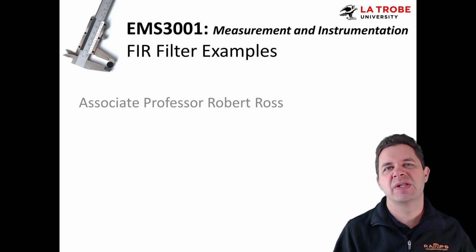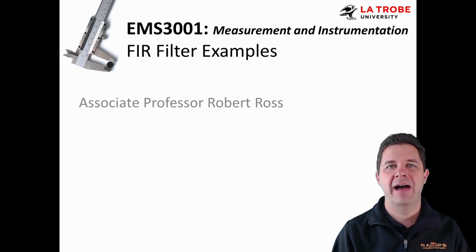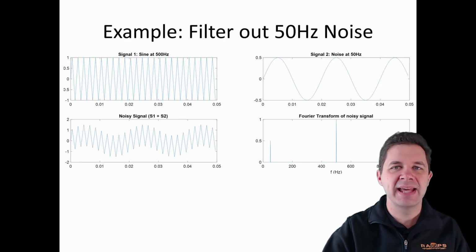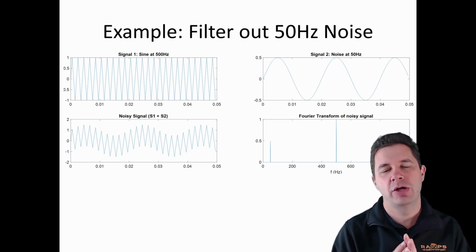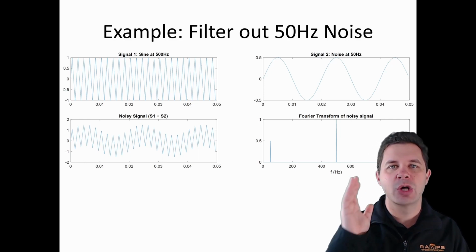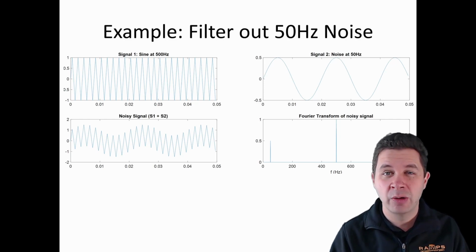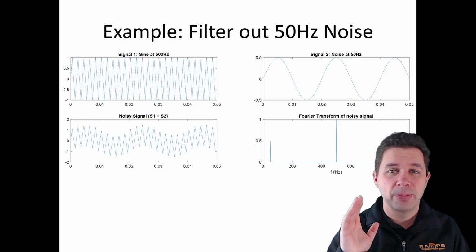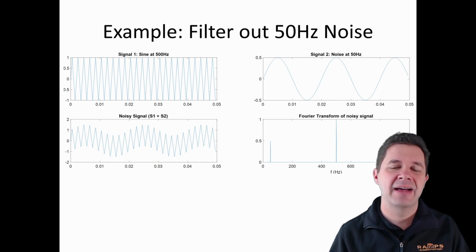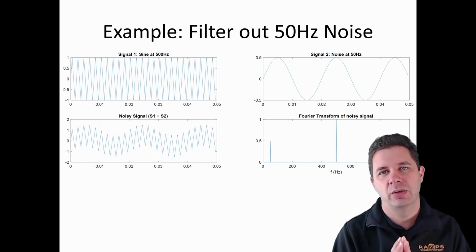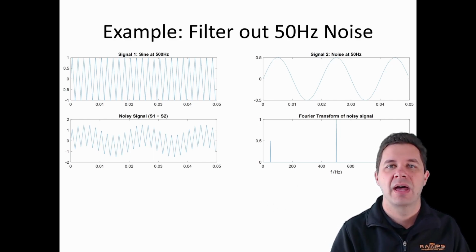Okay, now let's talk about some specific examples of FIR filters and how they're used in practice. Our first example is we've got a signal that's got some 50 Hertz noise coupled into it. So the top left signal is our signal, which is a 500 Hertz sine wave. And our top right signal is our noise signal, some 50 Hertz noise.